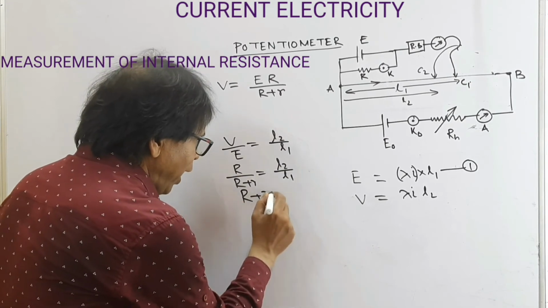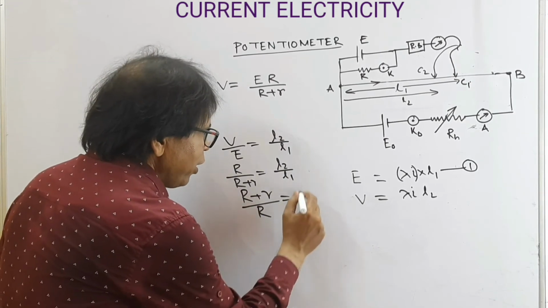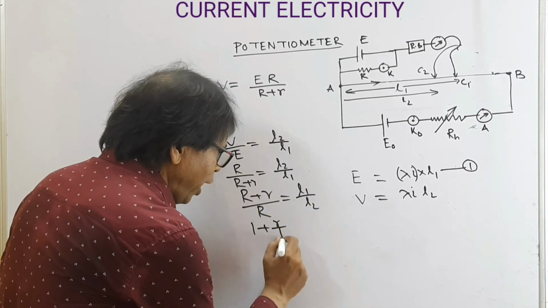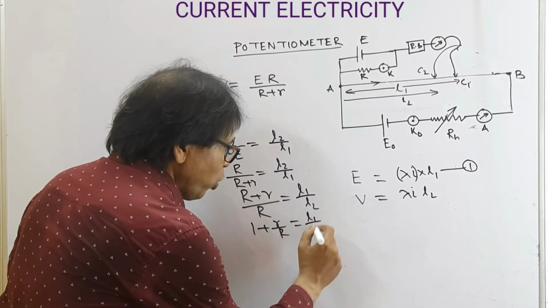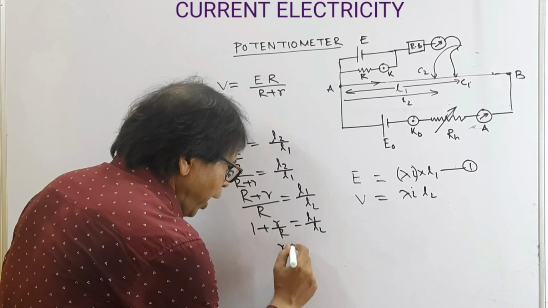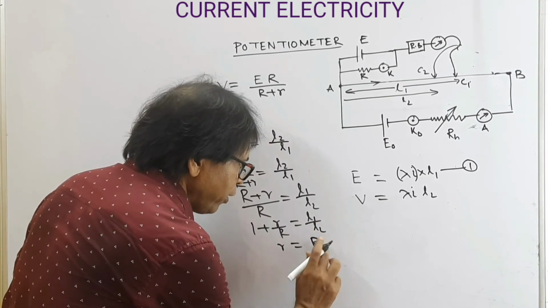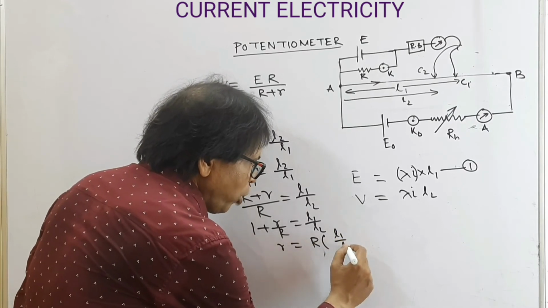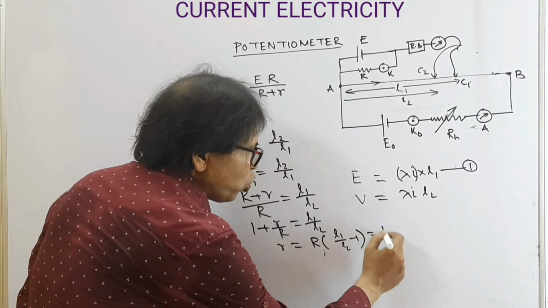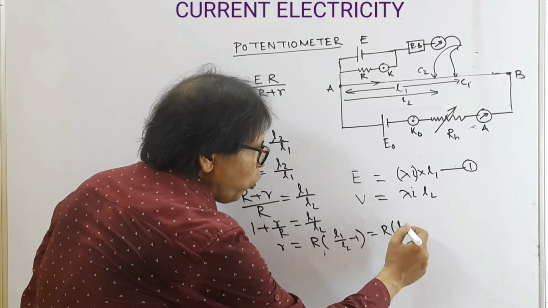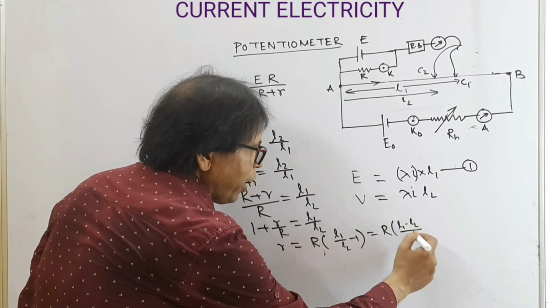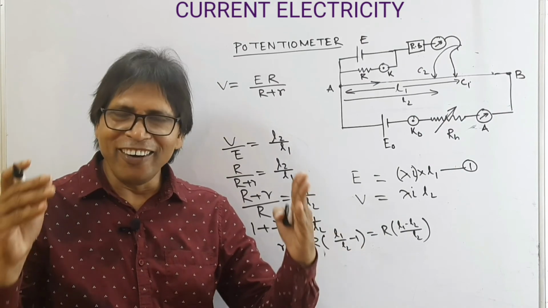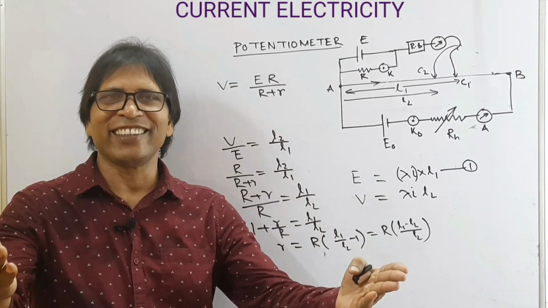So R plus r by capital R equals L1 by L2. So 1 plus r by R equals L1 by L2. So r by R equals L1 by L2 minus 1. So small r equals R into (L1 minus L2) by L2. Okay? Understood? Now look at the numericals.